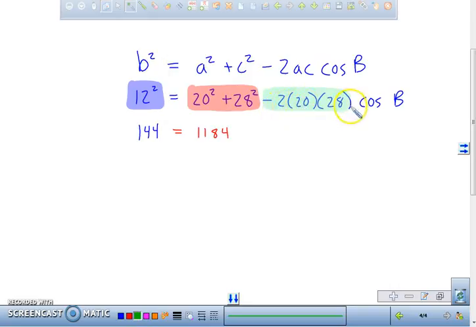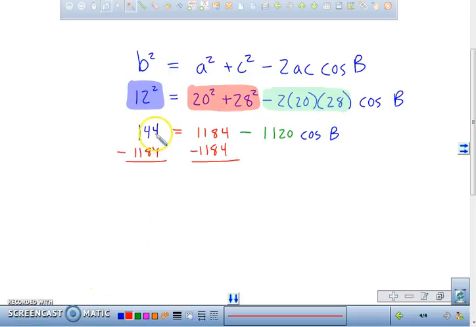Minus 2 times 20 times 28. What is that? 2 times 20, times 28. What do you get? 1,120. We're going to be multiplying that times the cosine of B. All right. So once again, what do we have to do? We need to take away the 1,184 from this side and take away 1,184 from this side.